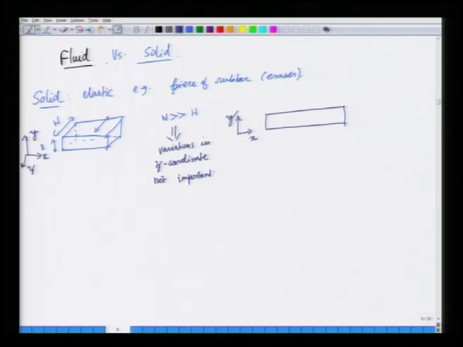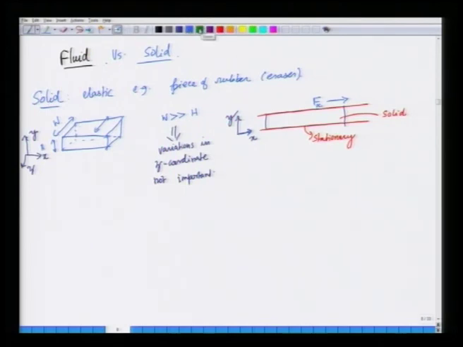Now, imagine that this piece of rubber is placed between two plates. This is the top plate, this is the bottom plate. Let us say the bottom plate is stationary, this is a solid, and on the top plate you are applying an external force. This force is being applied in the x direction. This is the x coordinate. The force is being applied in the x direction.